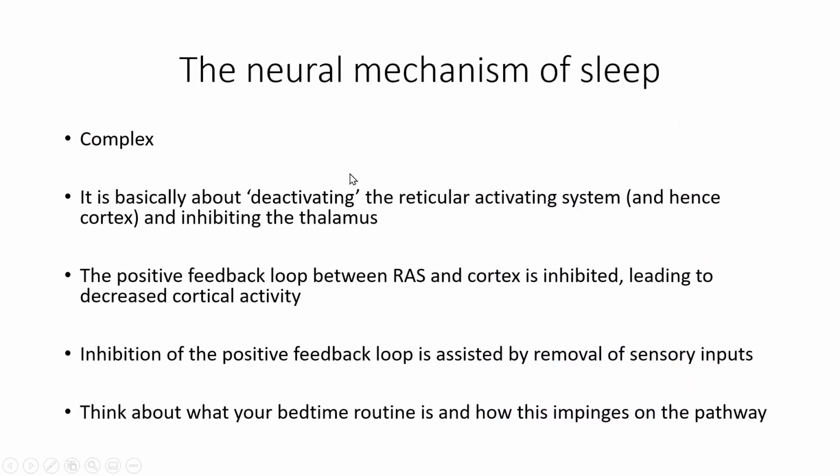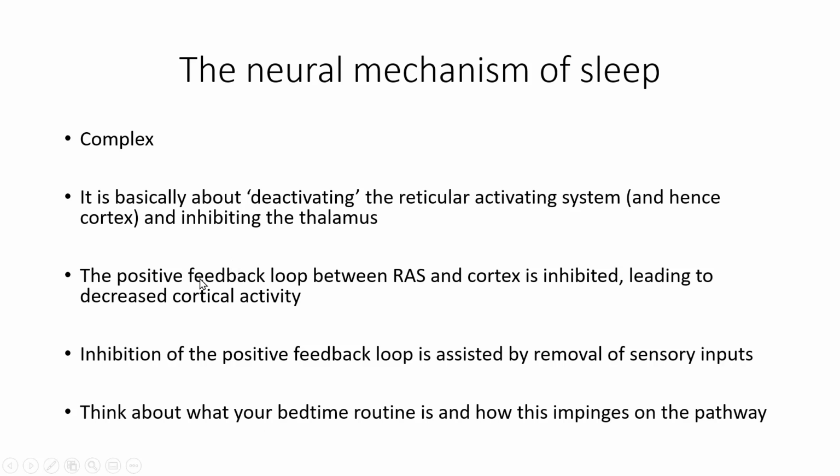Now, what's the neural mechanism of sleep? Well, it's very, very complex and still relatively poorly understood. We're going to particularly focus on slow wave sleep, that is non-REM sleep in this slide. But basically, as we said before, sleep is about deactivating the reticular activating system and hence, of course, deactivating the cortex, and this involves inhibition of the thalamus. You need to put the brakes on the thalamus during sleep because you don't want that sensory information to get up to the higher levels of the cortex.